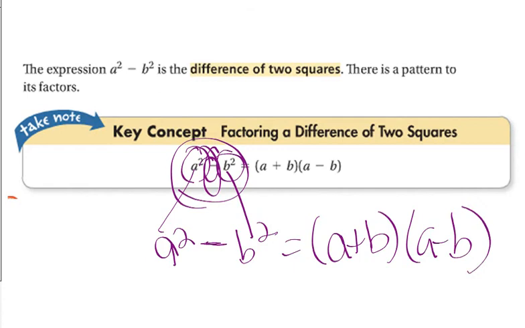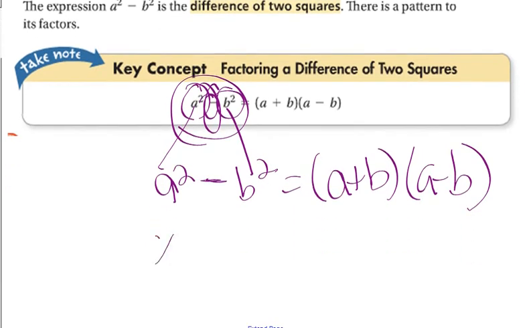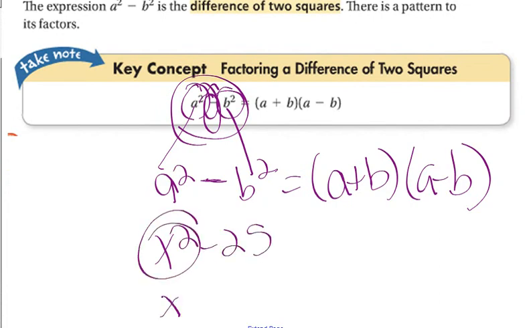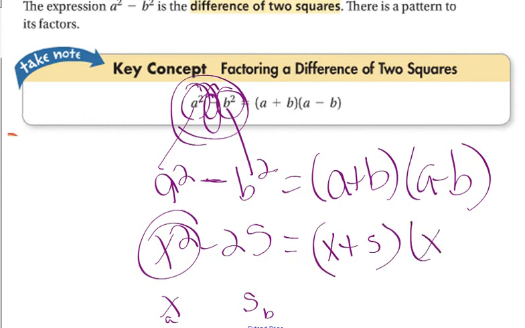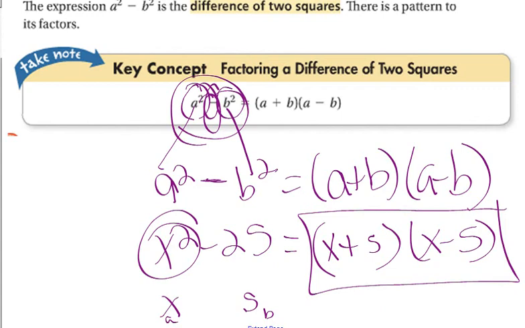So if I have x squared minus 25, well, x squared is just a square of x, so that's my a. And 25 is just a square of 5, so that's my b. So I've got a difference of two squares, so it's just going to be x plus 5 times x minus 5, and I'm done. Okay?